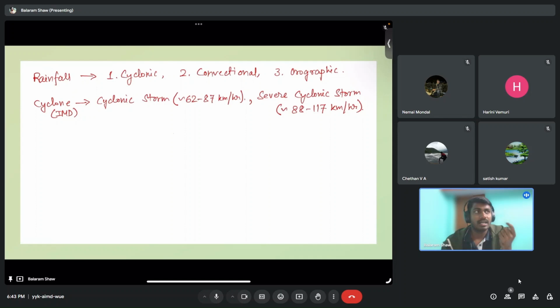Second is convective rainfall, or convectional rainfall. What is this convective rainfall? Convective rainfall occurs when the Earth's surface is heated, which causes the air, because warm air will flow upward, right?